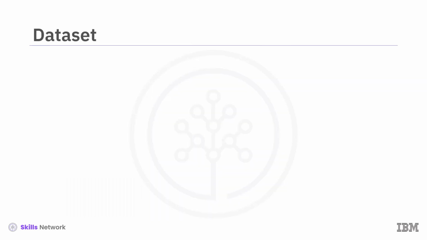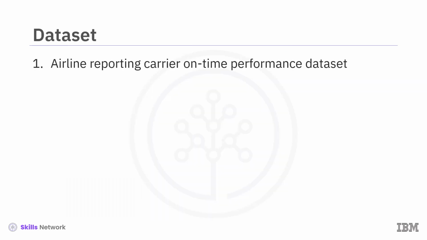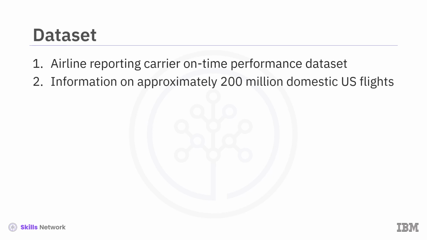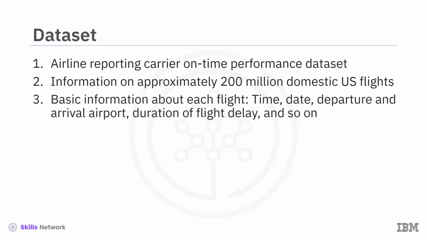We will work on the Airline Reporting Carrier On-Time Performance data set, sourced from the Data Asset Exchange, which encompasses details on nearly 200 million domestic U.S. flights reported to the United States Bureau of Transportation Statistics. It includes essential details about each flight, such as the time, date, departure airport, arrival airport, duration of flight delay, and information pertaining to the cause of the delay.